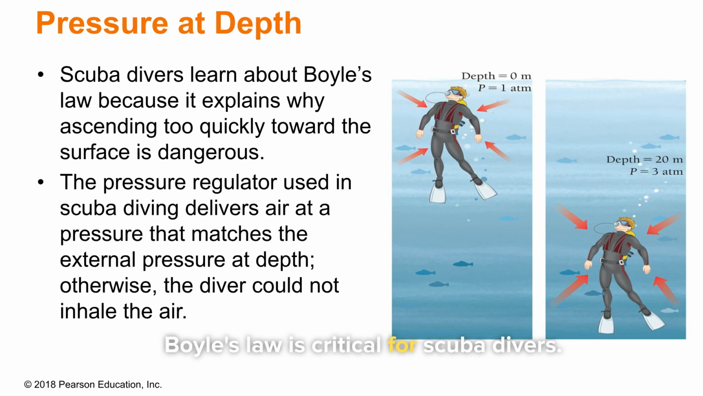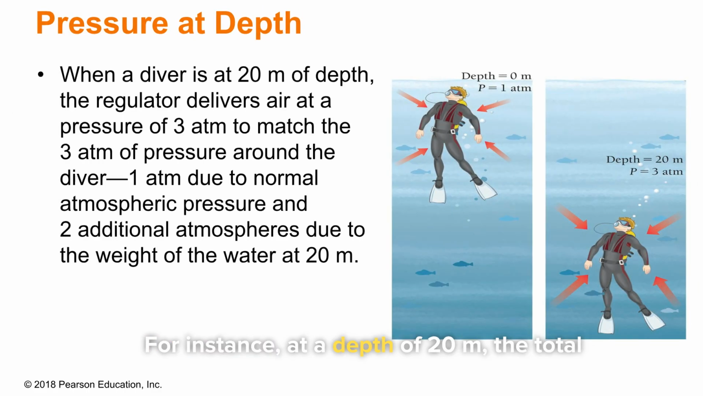Boyle's law is critical for scuba divers. Because external pressure changes with depth, divers use a regulator to ensure the air they inhale matches the pressure surrounding them at that depth. For instance, at a depth of 20 meters, the total pressure is 3 atmospheres, 1 from the atmosphere itself and 2 from the weight of the water. The regulator must deliver air at 3 atmospheres.